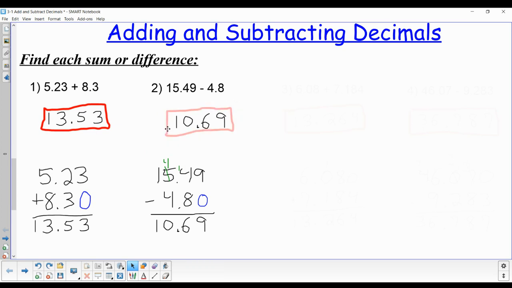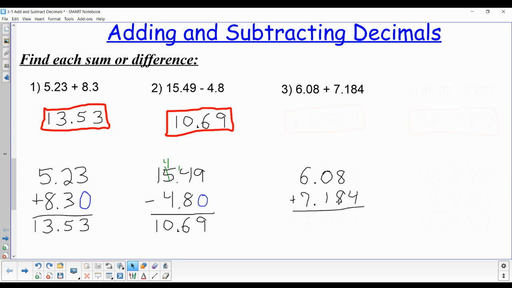And then you box in your answer. All right, we're going to do another example. Problem number 3. Again, I'm going to write my computation. I'm going to skip a few lines and write my work down a little bit lower. And I have 6 and 8 hundredths being added to 7 and 184 thousandths.